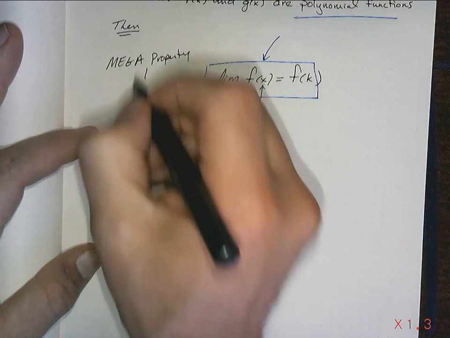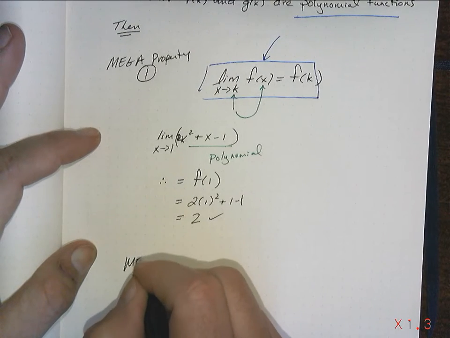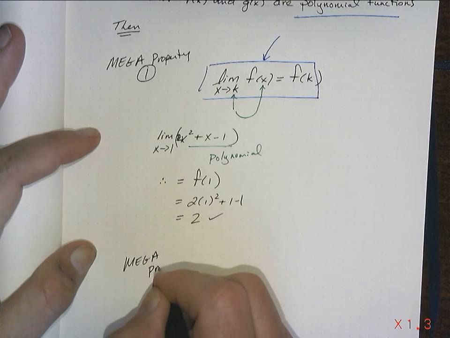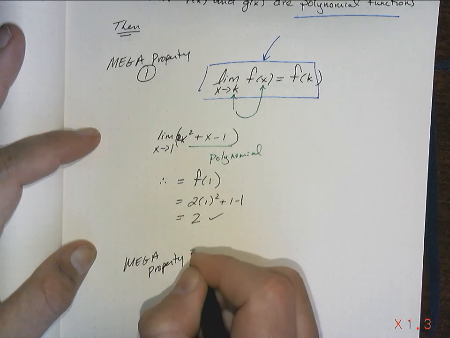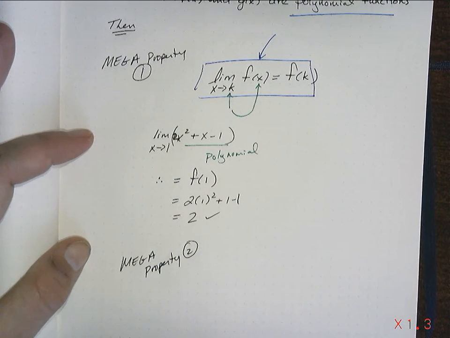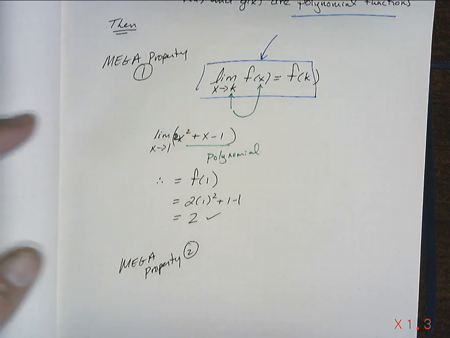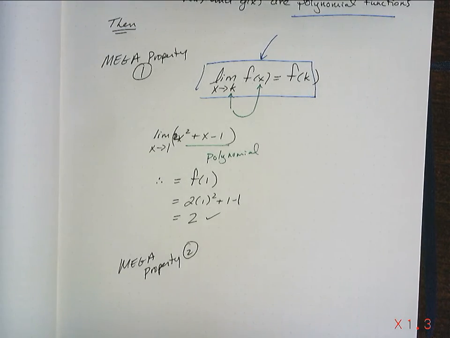And mega property number 2, by the way, no one else in the world calls these mega properties, okay? They'll laugh at you at university if you go and say, that's the mega property number 1. Yeah, don't do that, okay?